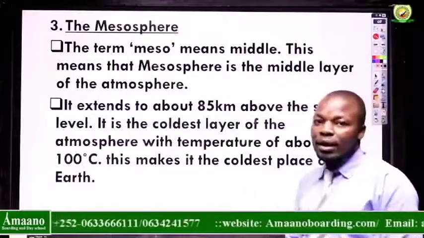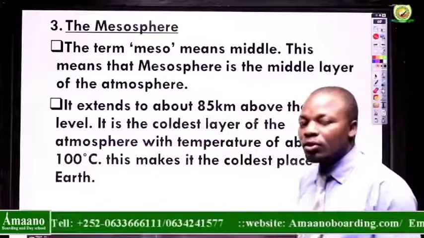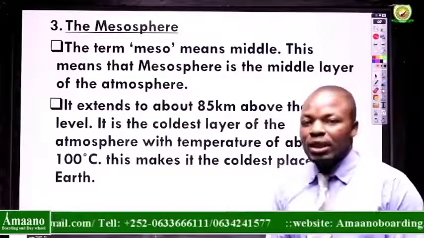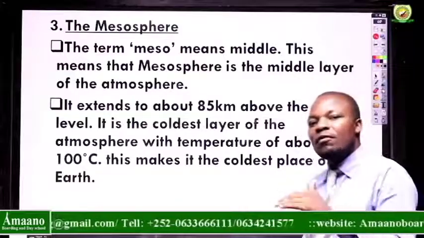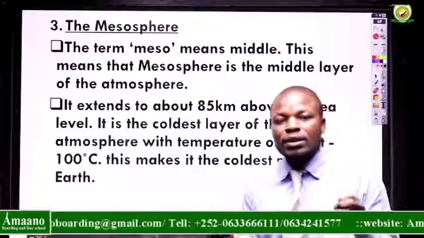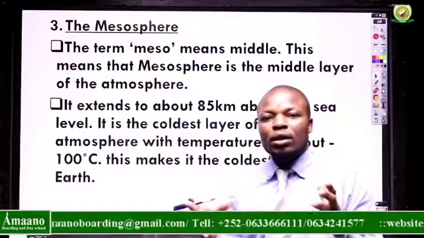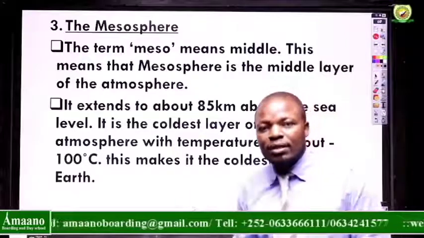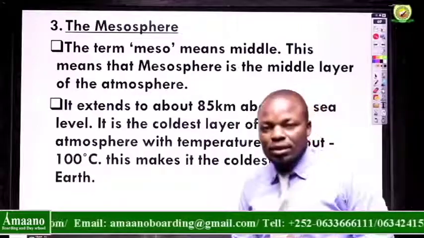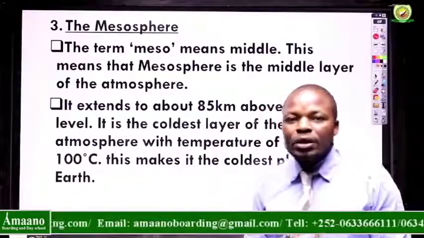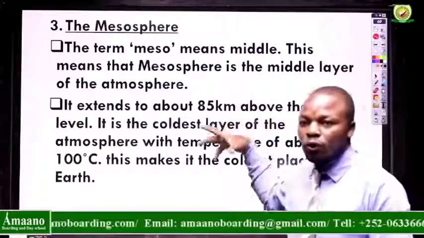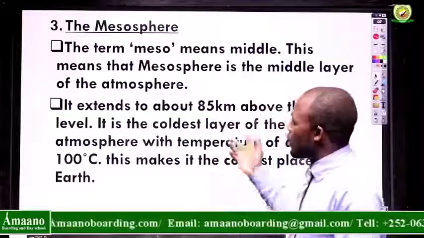Now, moving forward, we also have the mesosphere. This is the middle layer. Meso means middle, so it's the middle layer of the atmosphere, and it extends up to 85 kilometers above the sea level. The mesosphere is actually the coldest layer of the atmosphere. In fact, it is the coldest part on planet Earth. It absorbs most of the external objects; even meteors and comets are usually neutralized here, absorbed, and even destroyed before reaching the Earth's surface. So it's the coldest layer.